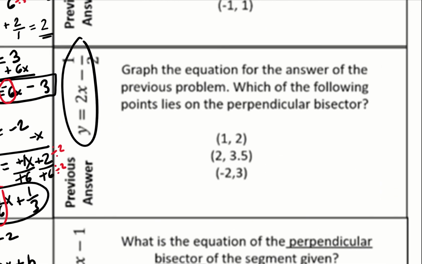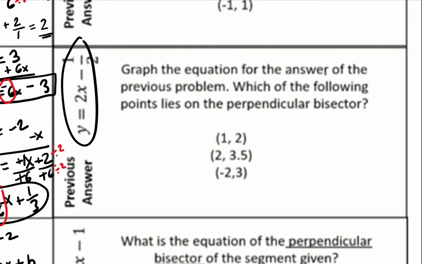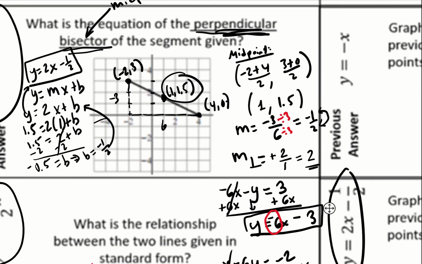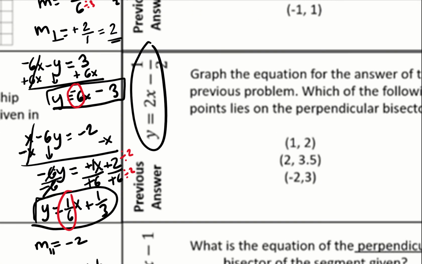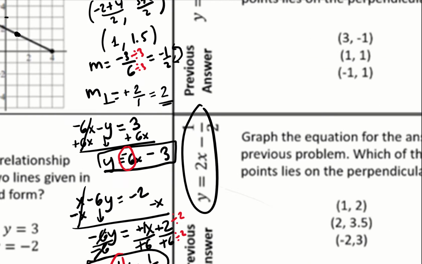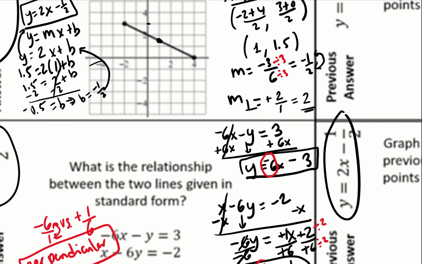Graph the equation for the answer of the previous problem. Which of the following points lies on the perpendicular bisector? So we already found this equation, so now we want to graph it. Let's graph it in the previous problem. I'm going to go ahead and erase all these, except for the point 1, 1.5. And since they want us to graph it, we've got 2x minus 1/2.